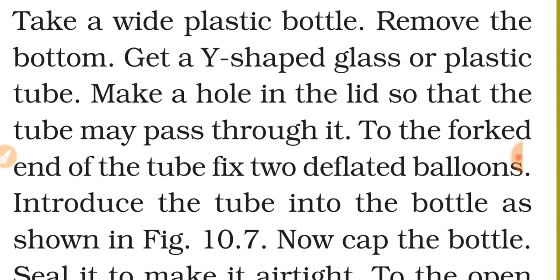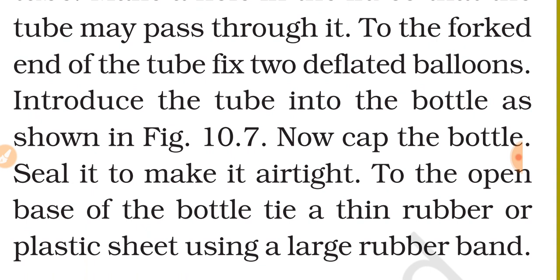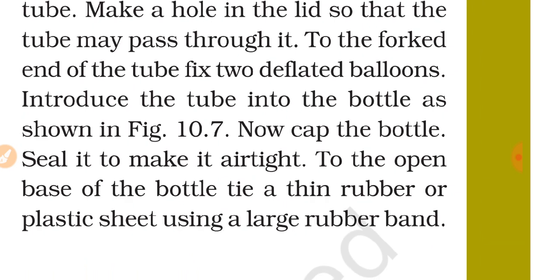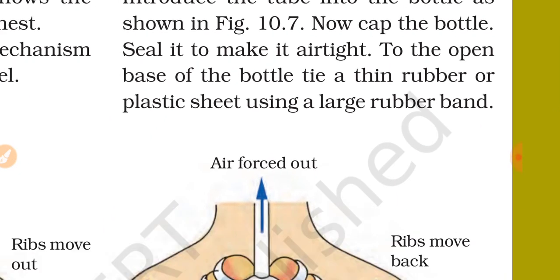To the forked end of the tube, fix deflated balloons. Introduce the tube into the bottle as shown in figure 10.7. Now cap the bottle and seal it to make it airtight. To the open base of the bottle, tie a thin rubber or plastic sheet using a large rubber band.